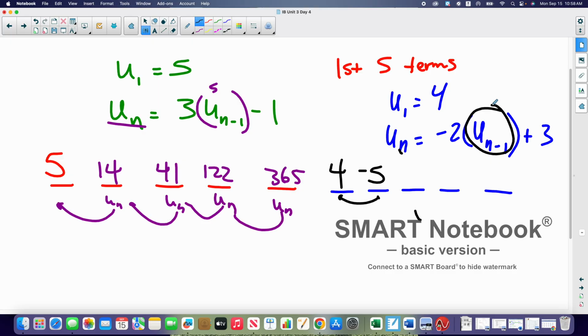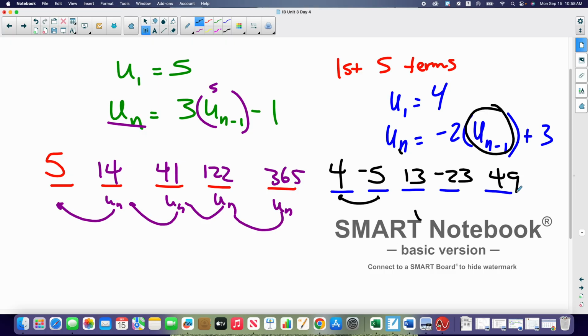All right? So now, take the -5, plug it in. So I get 10 plus 3 is 13. Okay? Take the 13, plug it in. -26 plus 3 is -23. And then that would be 46 plus 3 is 49. Okay? Everybody all right with that?